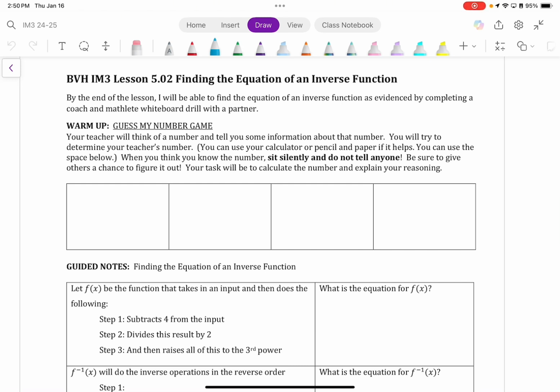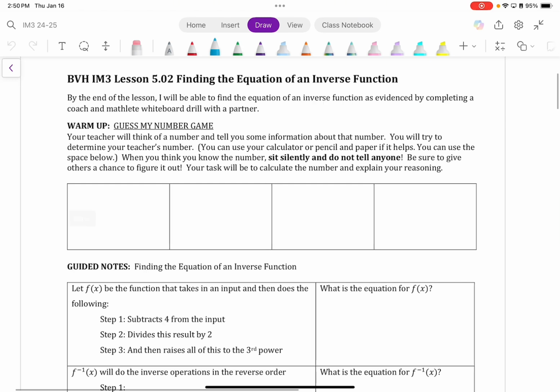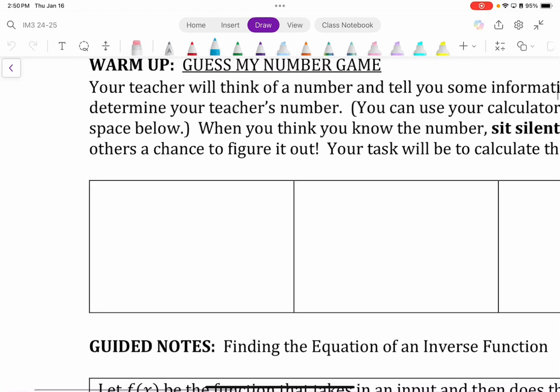Here's the first one. I'm going to make it easy. I am thinking of a number that when I multiply by 2 and add 3, I get 11. Don't say it out loud. In that first box, you're going to write out whatever process you want to do. If you want to write the steps out, if you want to use algebra, whatever you want to do.